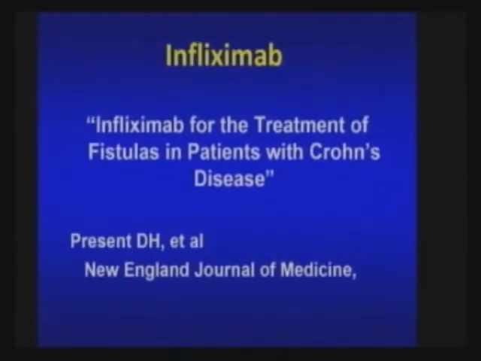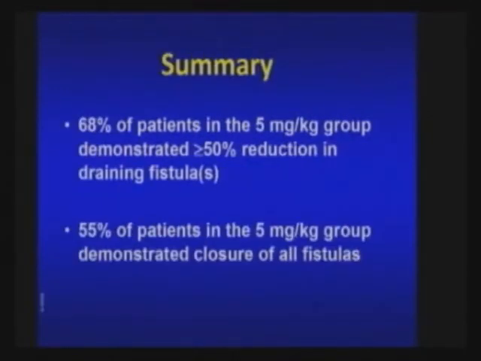The study which sort of changed the face of treatment of anorectal disease or fistulous disease in perianal Crohn's was this study, which I'm sure you're all familiar with. In that group, 68% of patients received a 50% reduction in draining fistulas, and 50% or 55% demonstrated closure. This is really the number we're interested in. I think patients are happy to have somewhat decreased drainage, but what they want is to be done with it.